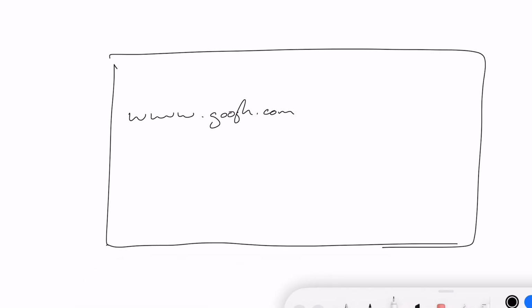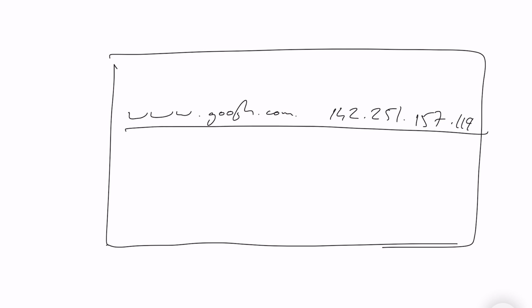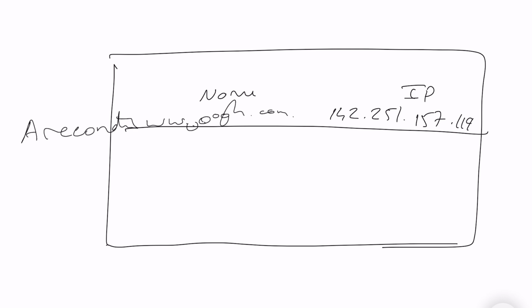So this is the DNS server, and in that www.google.com, the IP we saw just now was something like 142.251.157.119. So this is like a record created. Now this kind of a record from name to IP is called an A record. Okay.